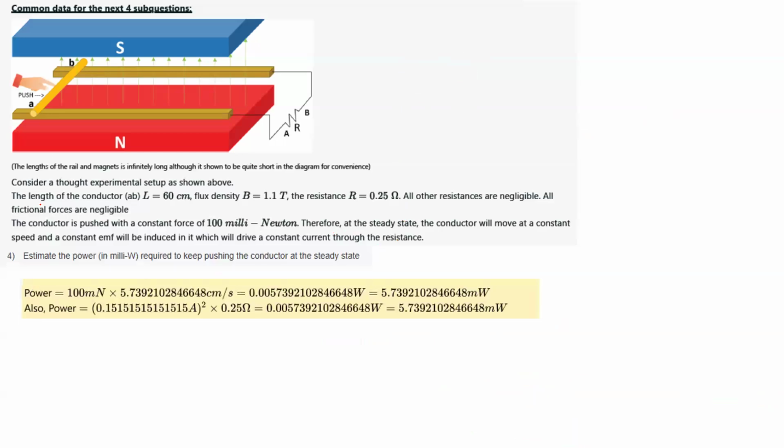Now, for this question, what we have to do? We have to estimate the power required to keep pushing the conductor at the steady state. So what will be the power? We know power is equal to, as I said, force into velocity, which is equal to EMF into I. Let me write it as EMF into I instead of V into I, otherwise you will be confused whether this is velocity or what.